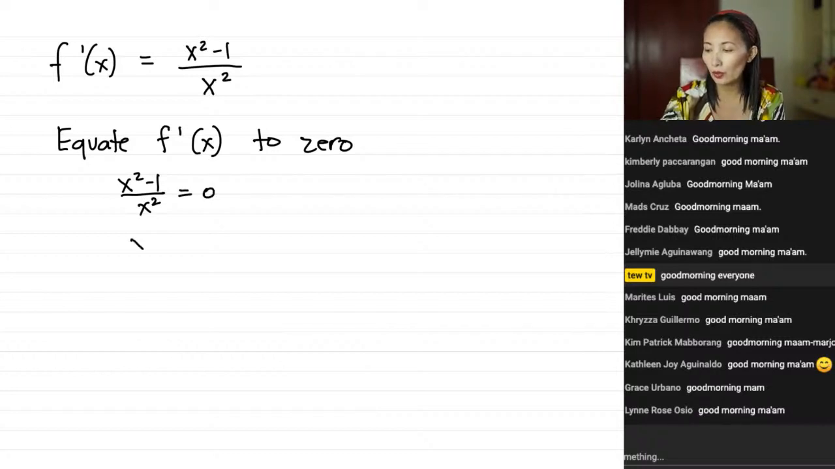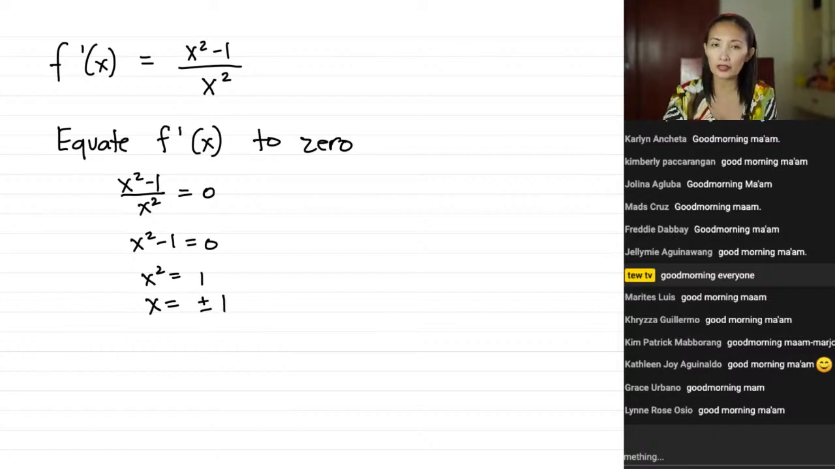Okay, so x squared minus 1 equals 0. x squared equals 1. Extracting the square root of 1, we end up with two values of x, positive and negative 1. So, are these the only critical numbers for the function given? Positive 1 and negative 1?